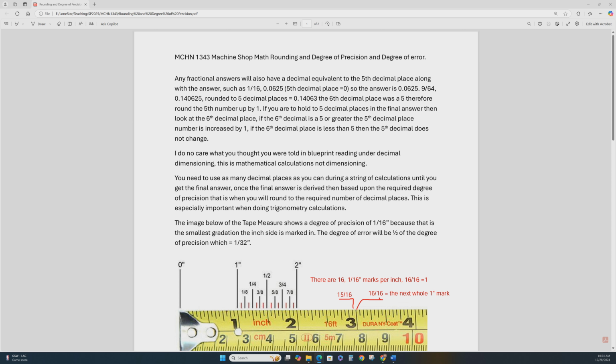For the sake of this course, any of your fractional answers will also have a decimal equivalent to the 5th decimal place, along with the answer. Now, this was also gone over in the syllabus. The syllabus is your contract. This is written in the syllabus.